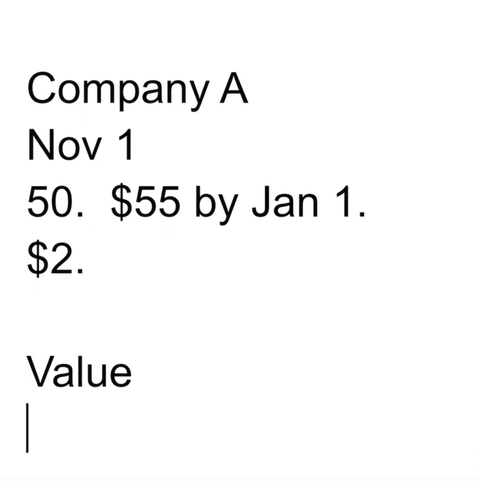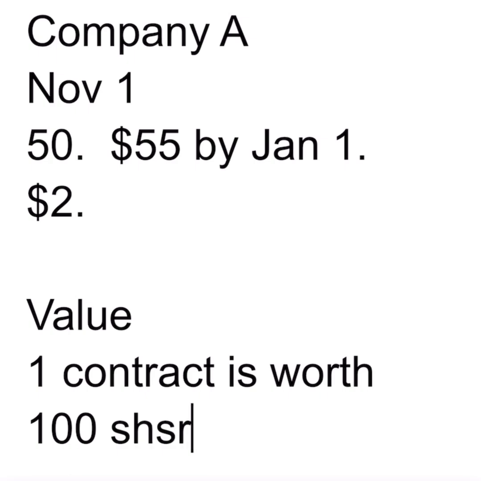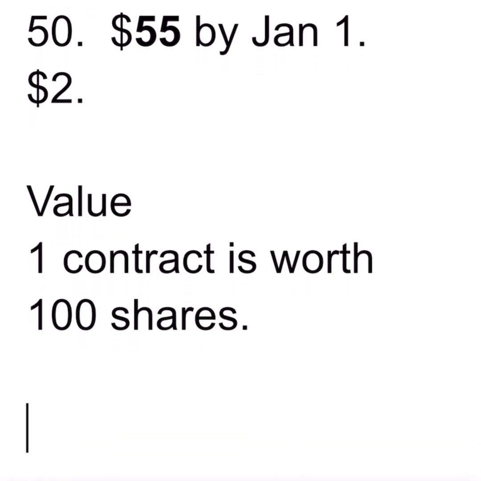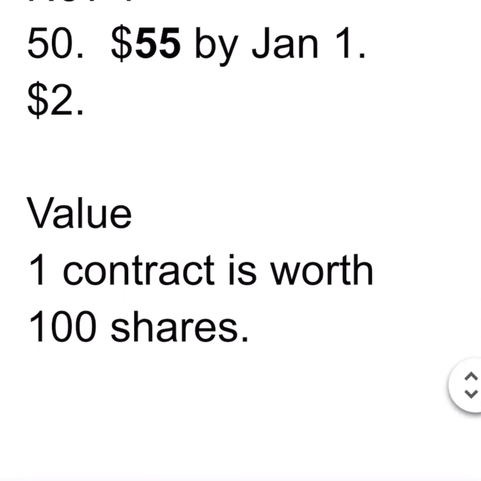One contract is worth 100 shares. Let's say right now the 55 you see in bold is your strike price. Let's say that you want to enter into a contract with company A selling its stock at $50. You make a bet that in 3 months, by January 1st, there will be a stock price of $55.